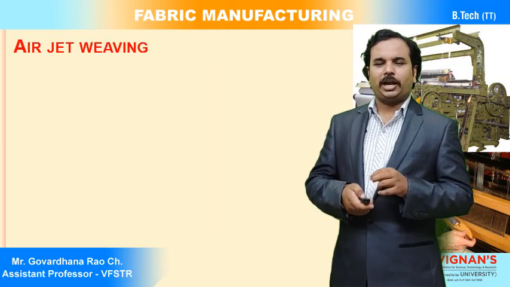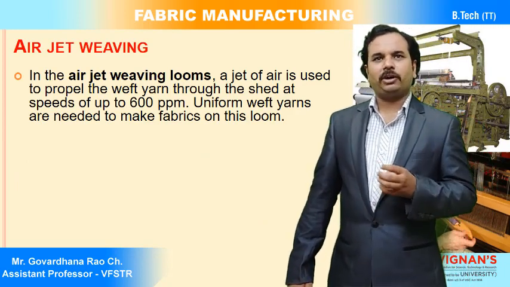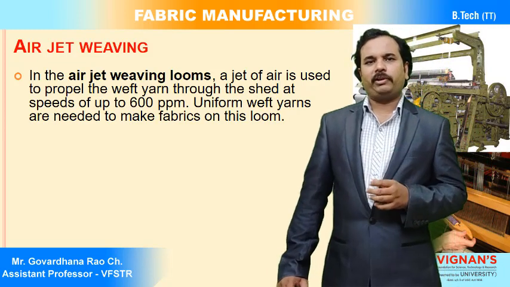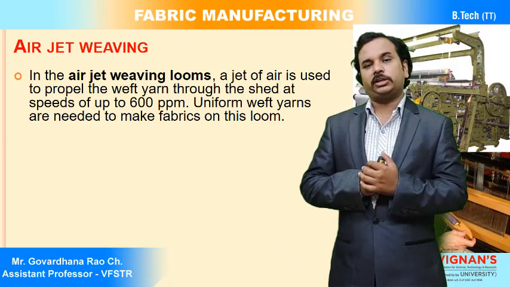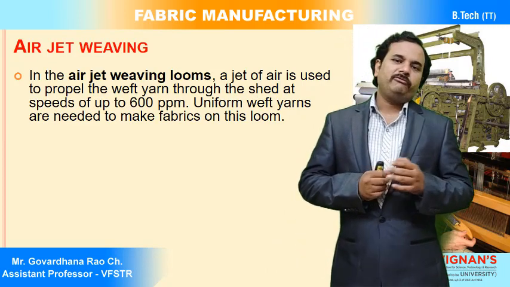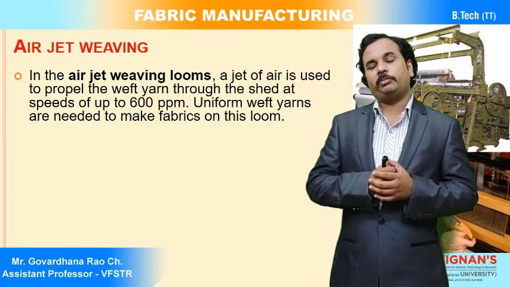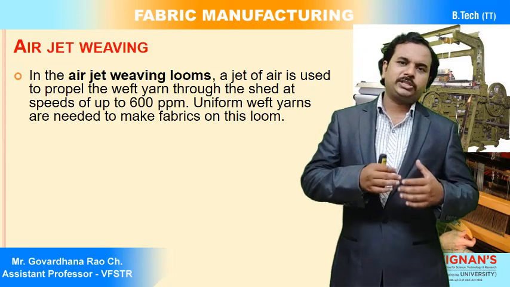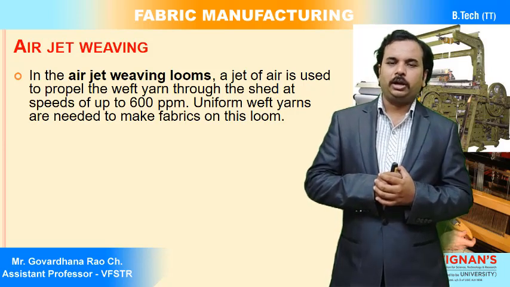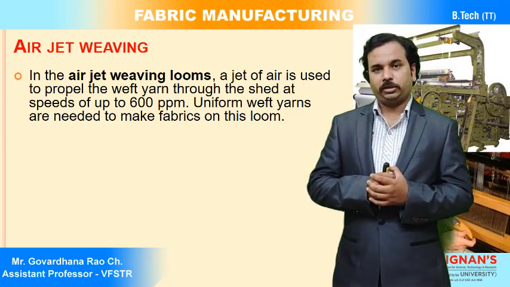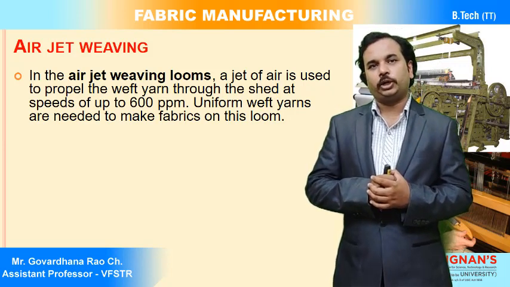The next one is called air jet weaving. In air jet weaving, a jet of air is used to propel or hold the weft yarn and transfer it through the shed from one side to the other side. We can generally run air jet looms at 700 or 800 picks per minute, and nowadays there are machines developed by one manufacturer that run at 1400 picks per minute.